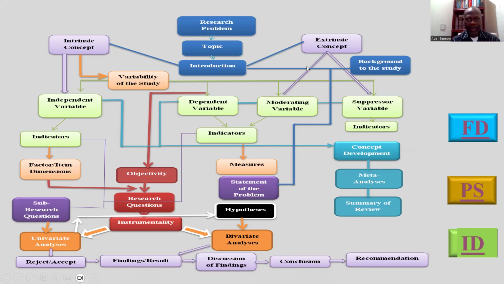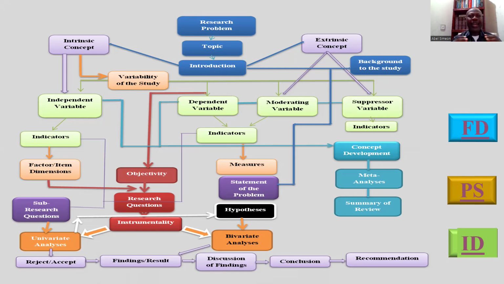However, that's not what we're talking about now. I'm just explaining the schematic diagram of the research methodology here. Now, from that topic, we go into the introduction, as I said. The best way to describe the introduction is like a proposal. It's not a research proposal.